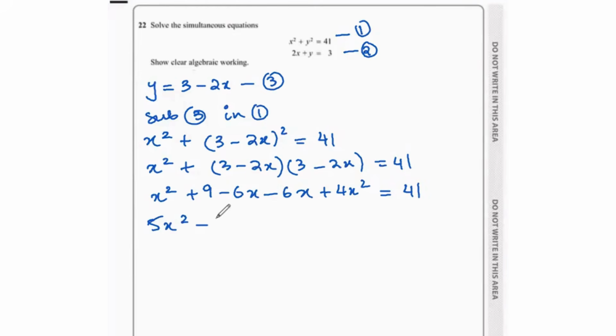5x squared minus 12x plus 9 minus 41 equals 0. That's 5x squared minus 12x. And 9 minus 41 is going to be negative 32. So this is the quadratic equation that we have to solve to find the value of x first. And once we have those values of x, we can substitute it back into the linear equation to find the value of y. So what we can do is use the quadratic formula for this.